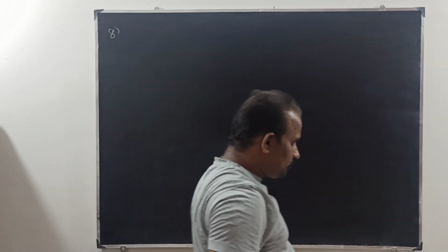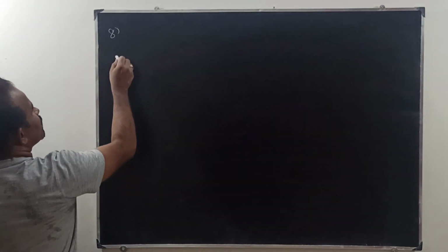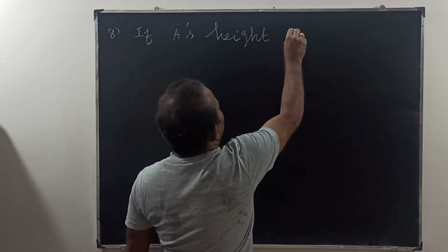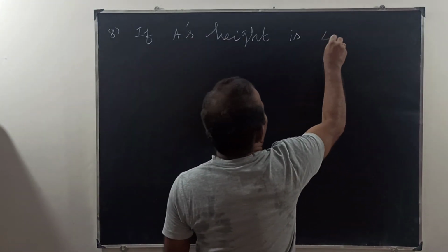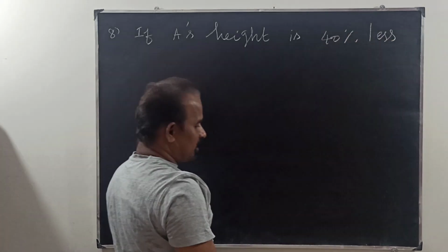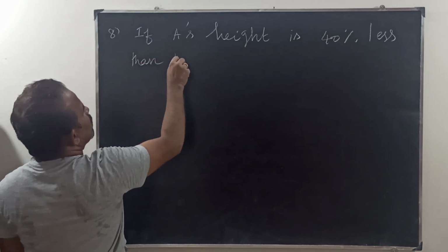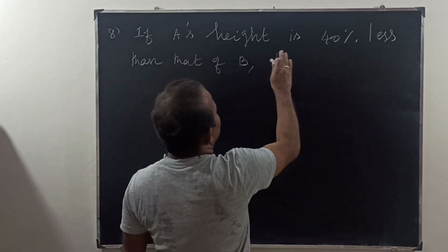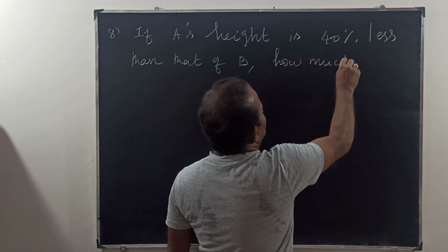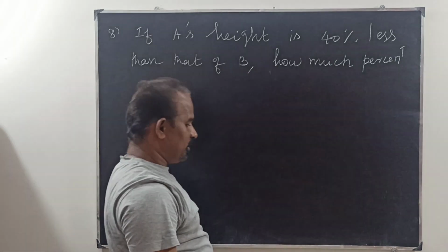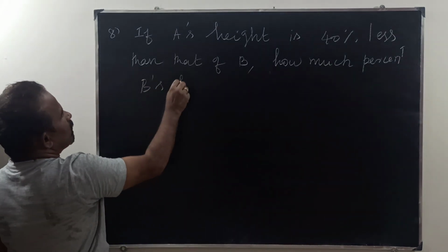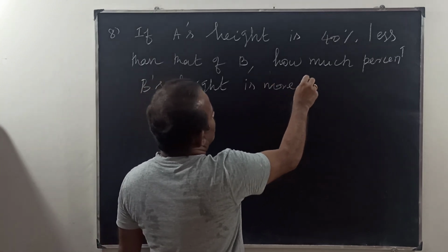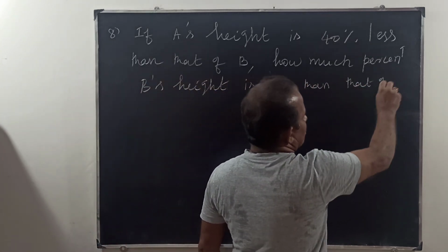Eighth question is, if A's height is 40% less than that of B, how much percent B's height is more than that of A?